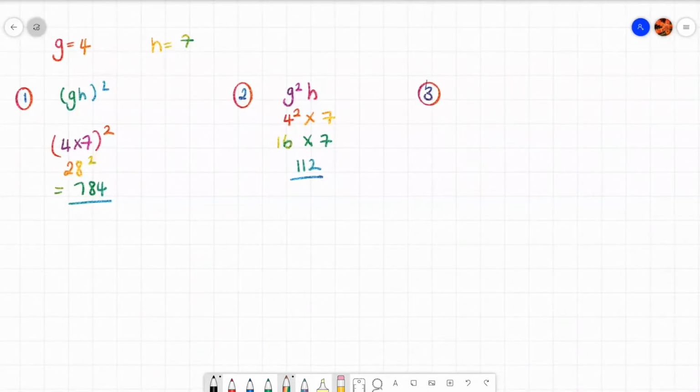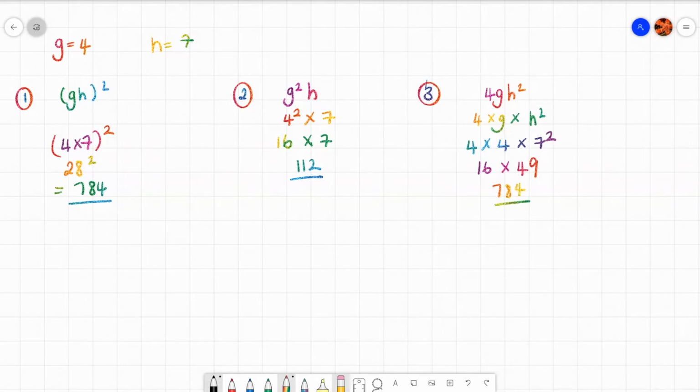Okay, you might have something like this. It's really important to do the order of operations. Otherwise, what happens is that you could get the answer incorrect. 4gh squared. So again, that means 4 times g times h squared. Now you can write that out if it makes your life easier. Okay, 4 times, well, g is 4 and h is 7 squared. 4 times 4 is 16 times, well, 7 squared is 49, isn't it? So 16 times 49 is 784. Okay. So they just get tricky and tricky like this.